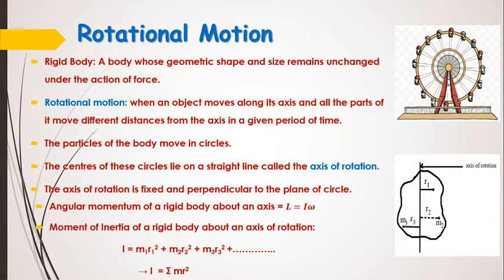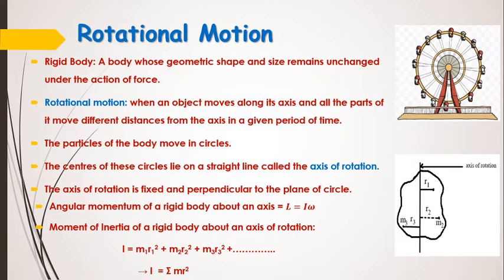When a rigid body performs rotational motion, the particles of the body move in circles. As you can see, all the particles are moving in circles. The centers of these circles lie in a straight line which is called the axis of rotation. The axis of rotation is fixed and it is perpendicular to the plane of the circle.